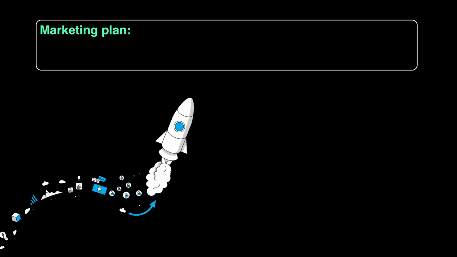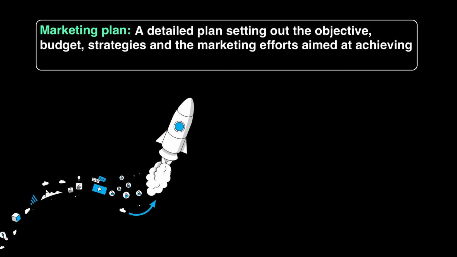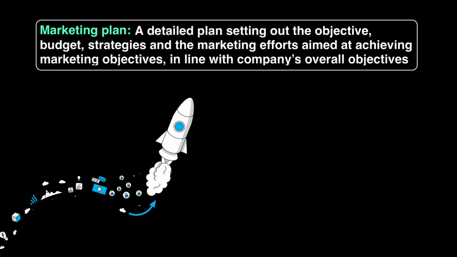Simply put, a marketing plan is a detailed plan which sets out its objectives, the budget that is assigned for the marketing efforts, the long-term strategies, and the tactics, which we call the marketing efforts, aimed at achieving the objective that's given to the department and making sure that it is in line with the company's overall objective.